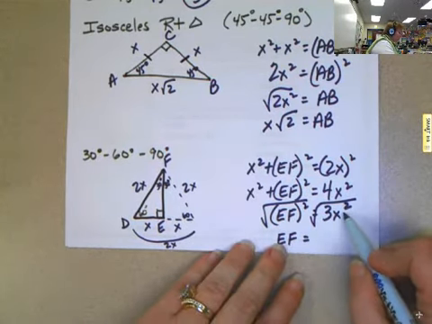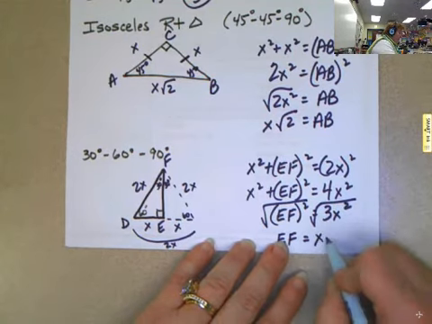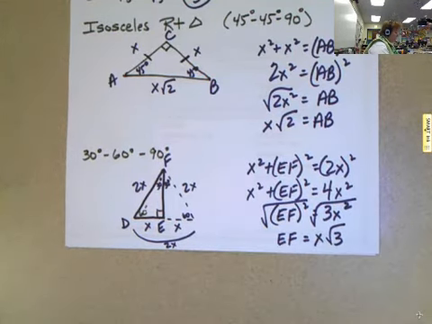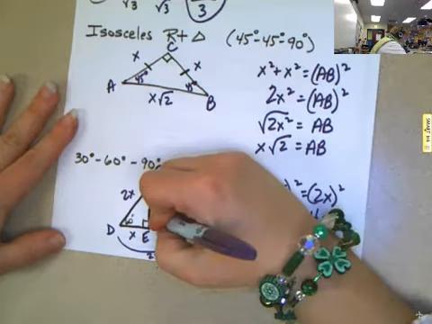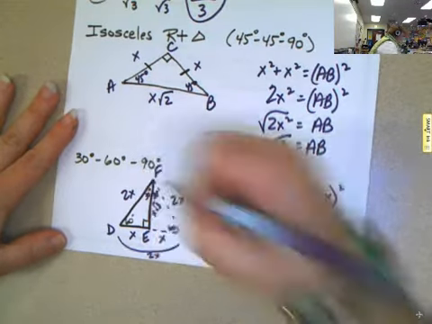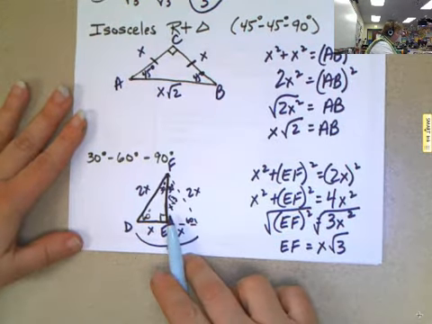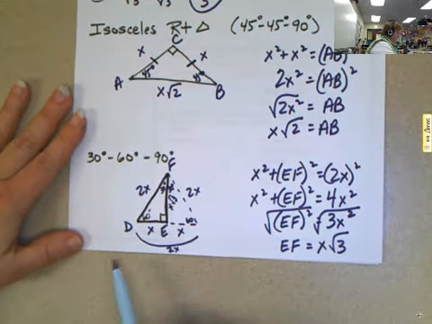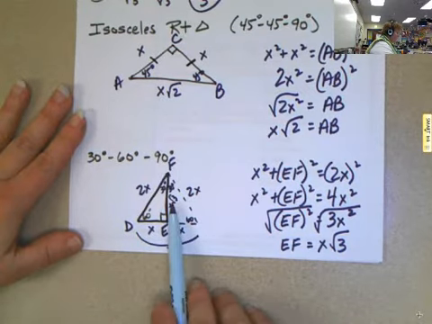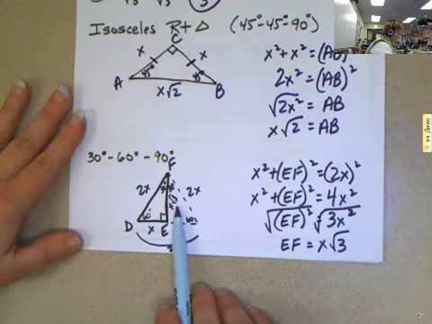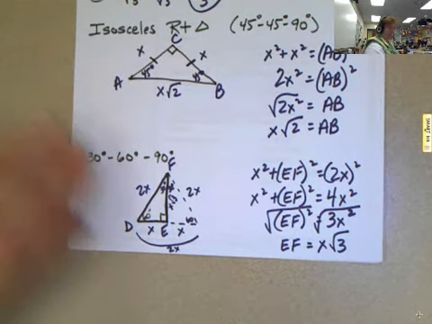Again, I can pull out an x. The square root of x squared is x. The square root of 3 is a big mess. And so what we have is that this side, the side opposite the 60, is always going to be x radical 3. So that's the pattern we're going to use for 30, 60, 90. The side opposite the 30 is x, the side opposite the 60 is x radical 3, and the hypotenuse is 2x. I'm sure this will make more sense when we get some examples in.